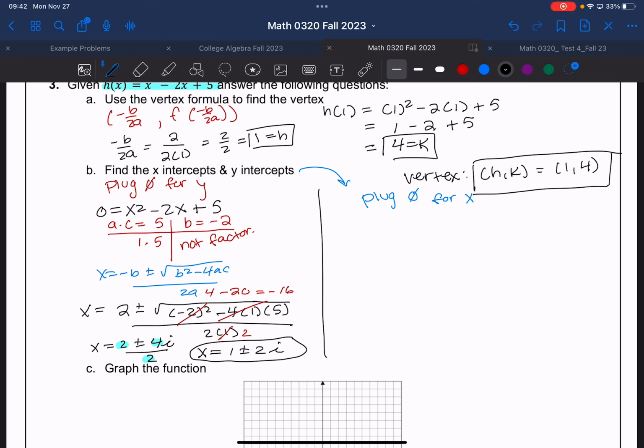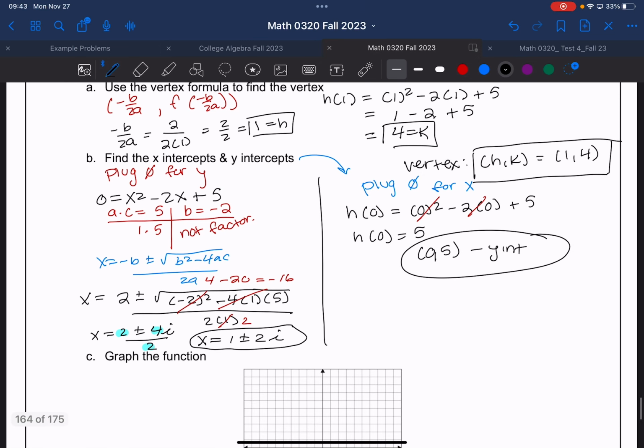Okay. So because of that, I'm now looking at my y-intercept. And remember, in my y-intercept, I plug in 0 for x. So I have h of 0 is equal to 0 squared minus 2 times 0 plus 5. What happens to the first two terms? Cancel, so I am left with h of 0 equals 5, which means my y-intercept is what point? 0, 5. This is my y-intercept.